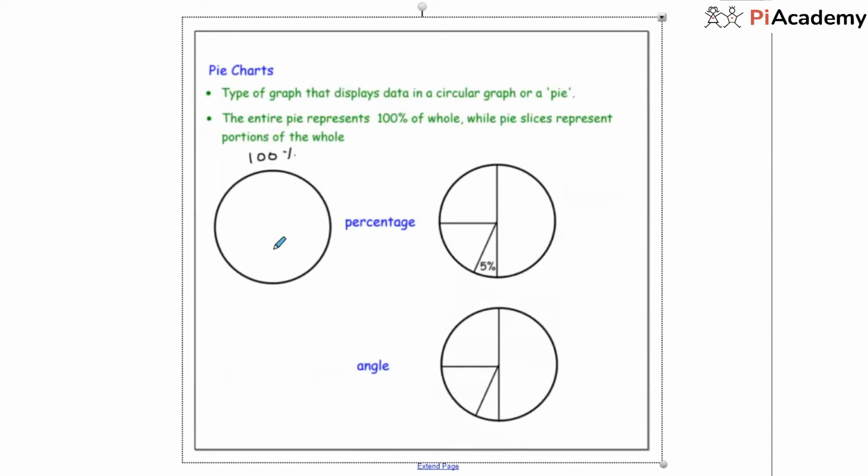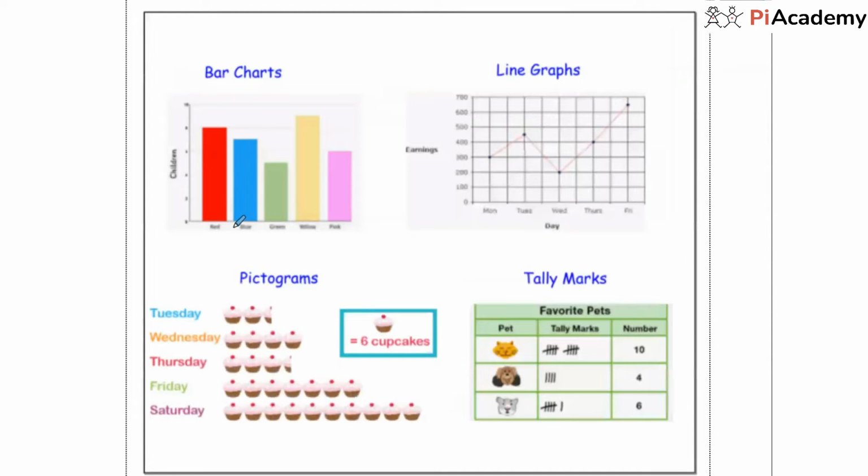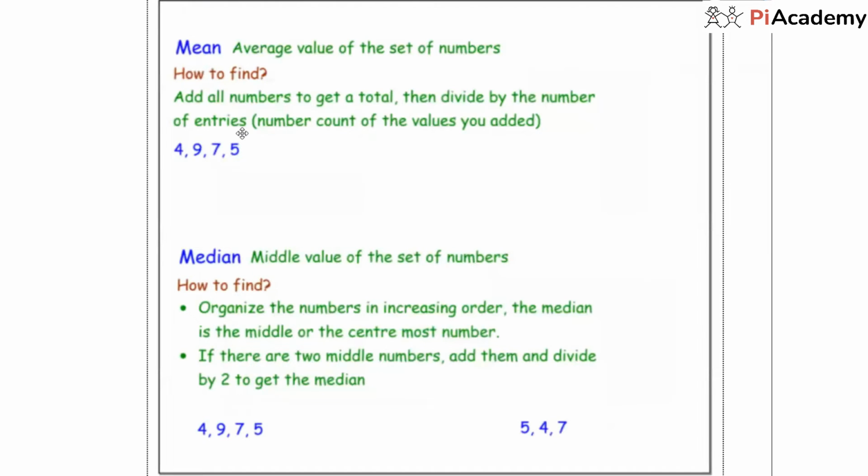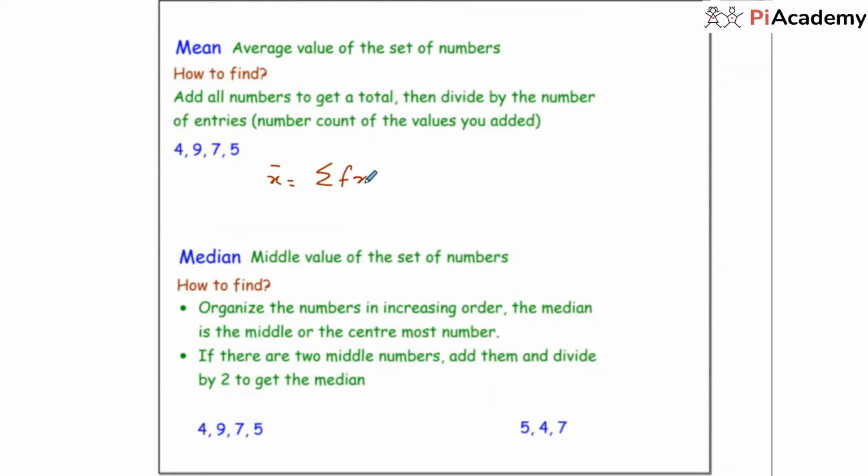Okay, you know about statistics, right? Pie charts: you know how to do questions on pie charts, and then you have bar charts, line graphs, tally marks, pictographs, and then mean. For example, how to find the mean. Mean is the average, you know that, right? In GCSE you'll be given frequency also. So the mean is the sum of all numbers divided by the total number of them. But you should also know sigma fx by sigma f.